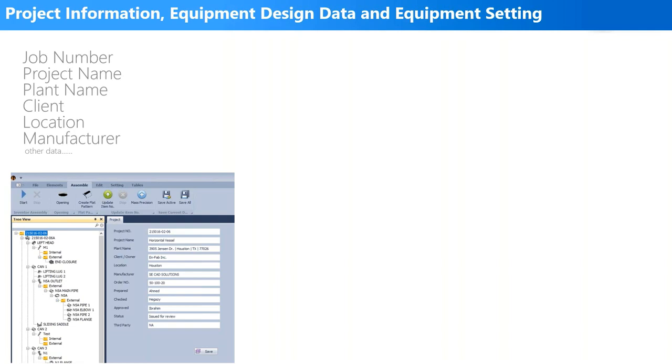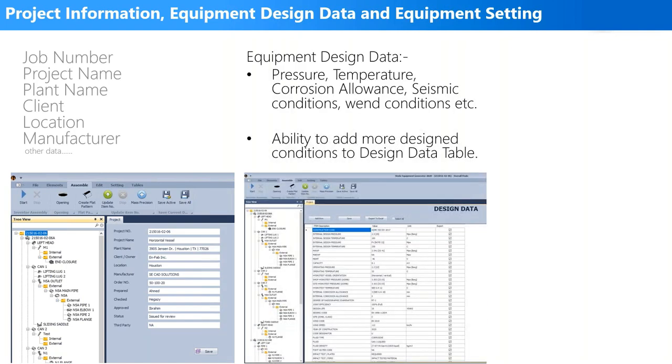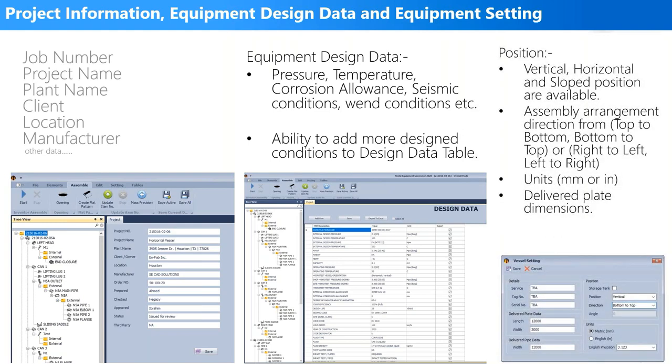The second level is the equipment level. In the equipment level, we need to define some information like design data of this equipment, design pressure, temperature, design code, construction design code, and many other information for this equipment, and the position of this equipment. By opening the settings of the equipment, you have the ability to define the position of the vessel: if it's vertical, horizontal, or sloped vessel, and define the delivered blade dimensions here.